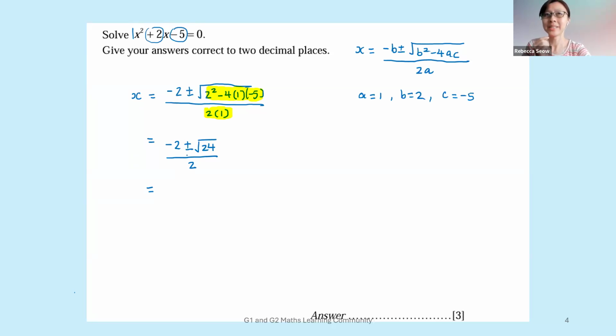Next, I am going to space out both my solutions. My first solution would be -2 plus root 24 out of 2. And my second solution, -2 minus root 24 out of 2. Subsequently, let me work on each solution to get to the final answer in 2 decimal places. So work with me.